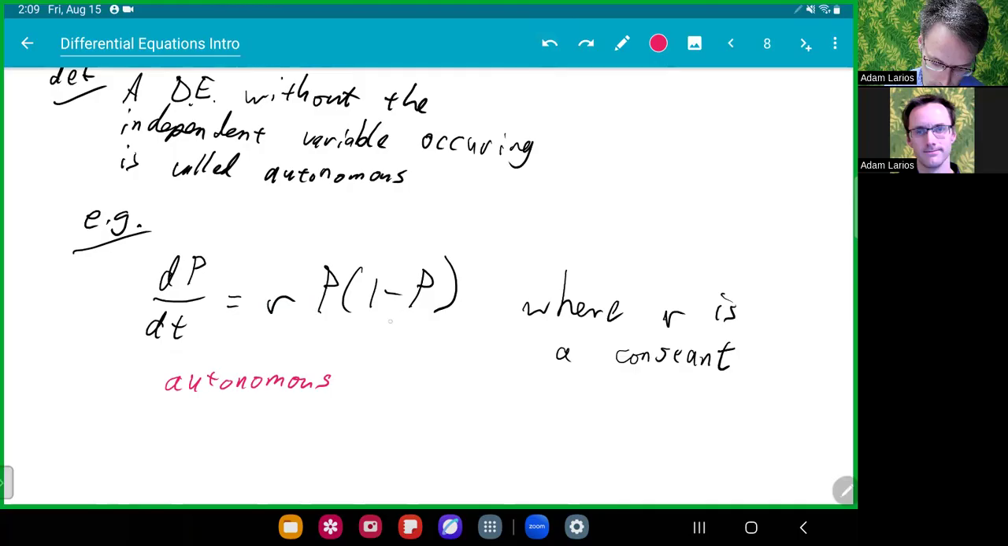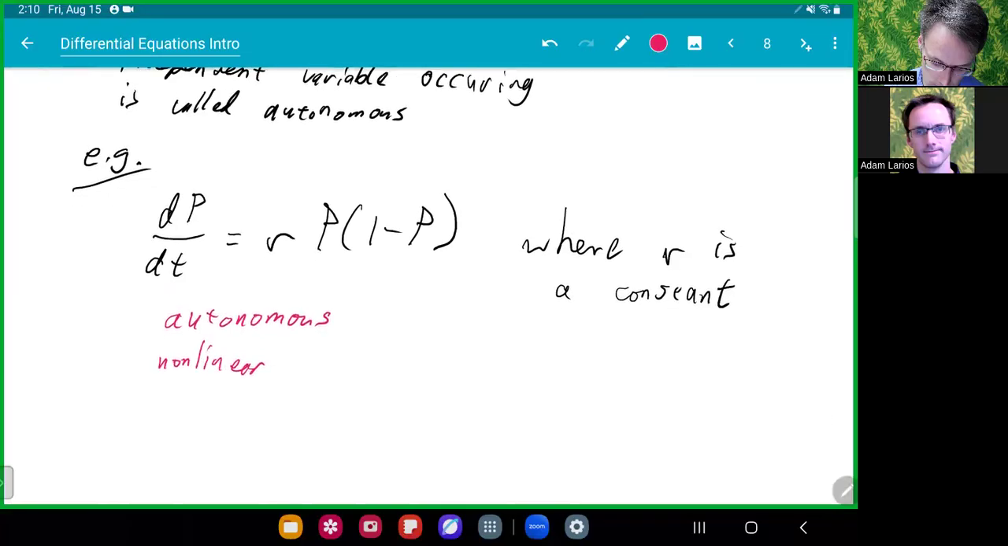In this case, we have that p is multiplied by 1 minus p. If you multiplied those out, you would have something like p minus p squared. It's a nonlinear function, so this is a nonlinear differential equation. And the highest order derivative occurring is the first derivative, so first order. There we go. So that is some basic ideas behind classification.